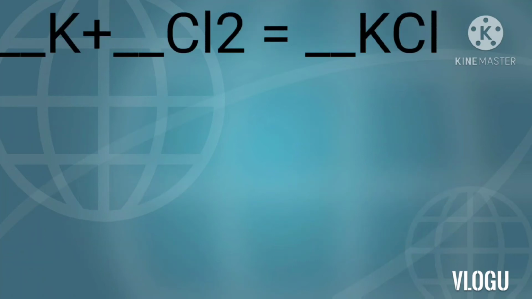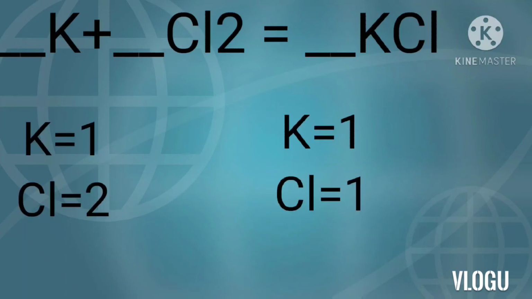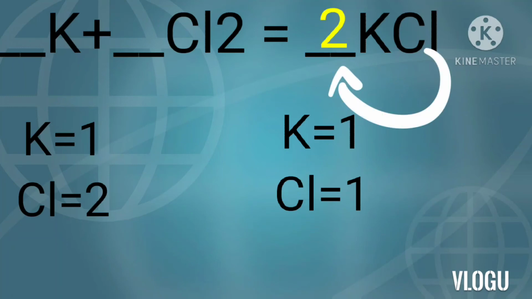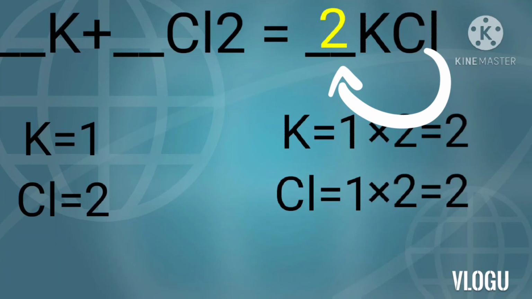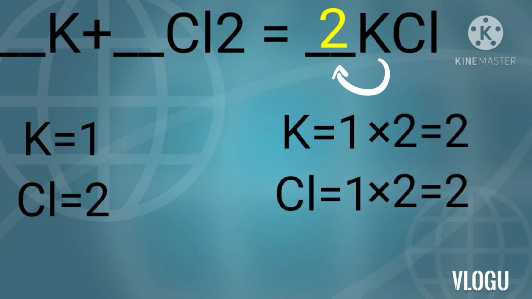Our fifth example, potassium plus chlorine equals potassium chloride. As you noticed, we have the same potassium 1, but we have chlorine 2 and 1. So let's fix chlorine on the right first. Put 2 before it and multiply. Chlorine 1 times 2 equals 2. But chlorine is together with potassium, so let's do the same. Potassium 1 times 2 equals 2.